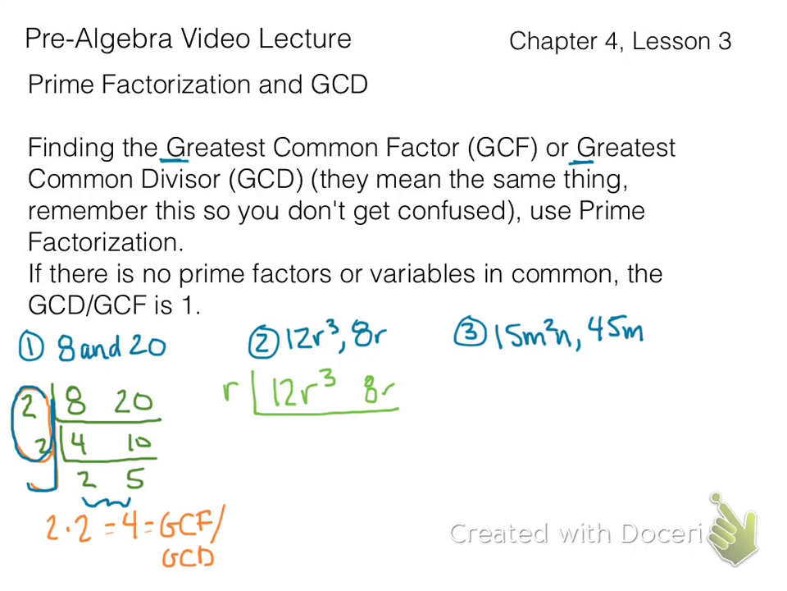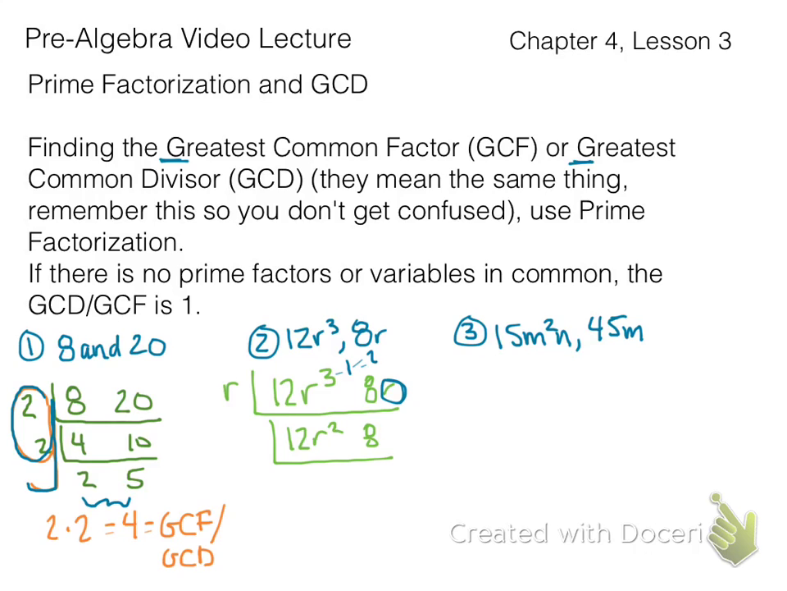And a number or letter that goes into both 12r to the third and 8r is r. R goes into both of them. They're both divisible by r. The thing is, it only goes in once. So I'm going to remove one of the r's from the area. And so if I remove one of the r's, I have 12r to the second and 8. Because the r here is gone, and one of the r's there is gone.